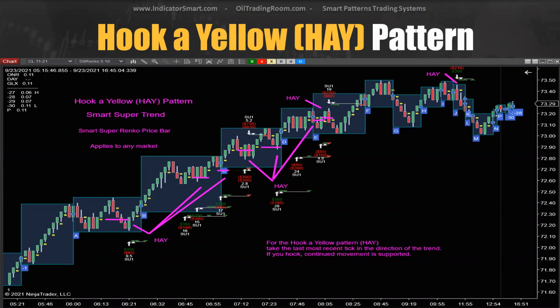And if you hook, continuation is supported, or expected. And especially so if it's with the pivot retags and it's with the anomalies and everything else.